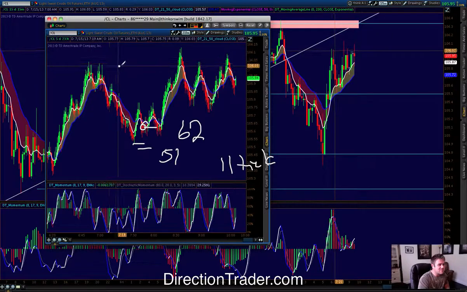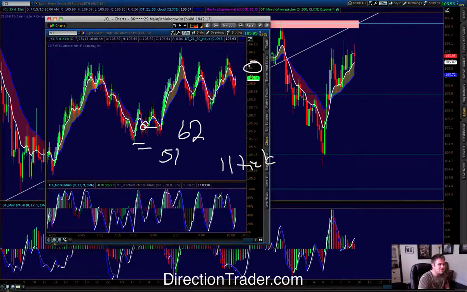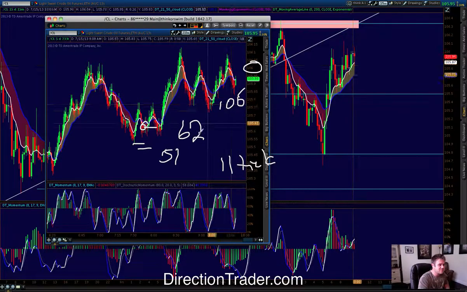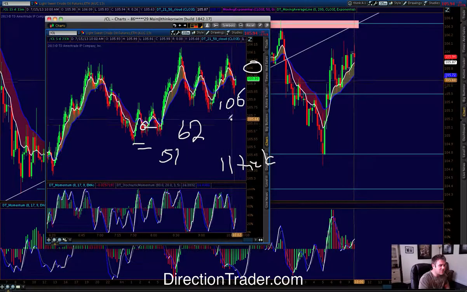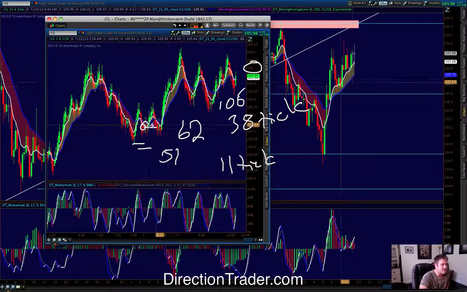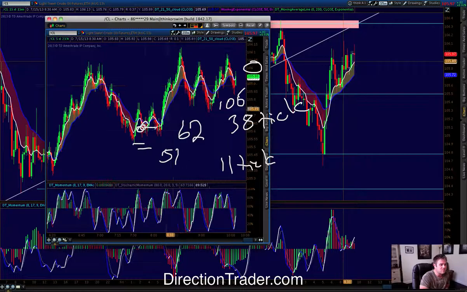My target was the nice big round number of 106. So what am I looking at here? I'm looking at 38 ticks of profit. Not too bad, right, guys? Nice trade, wasn't it? So we basically got into this. We had small risk to reward.